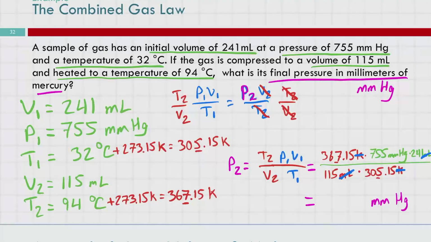So then we throw all of those numbers into our calculator. Multiply everything on the top, divide everything on the bottom. And the pressure is 1,903.6 ... millimeters mercury. We'd round that for 3 significant figures. And so then it gets turned into scientific notation.